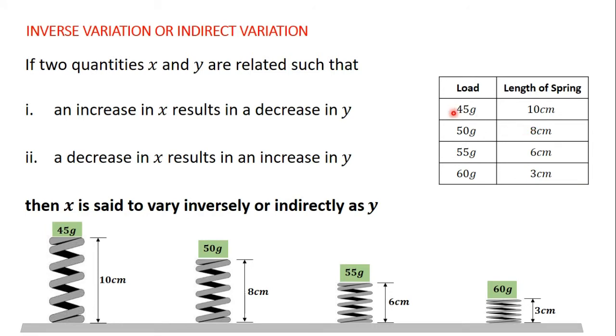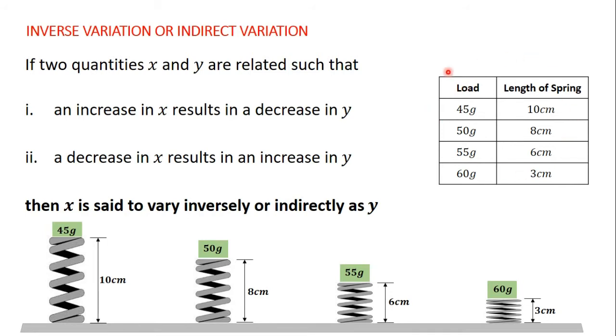So as the load increases from 45 grams to 50 grams, the length of the spring decreases from 10 centimeters to 8 centimeters. In the same way, as the load increases from 50 grams to 55 grams, the length of the spring decreases from 8 centimeters to 6 centimeters. So as the load increases, the length of the spring decreases. If we look at it in the opposite direction, we can also see that as the load decreases from 60 grams to 55 grams, the length of the spring increases from 3 centimeters to 6 centimeters.